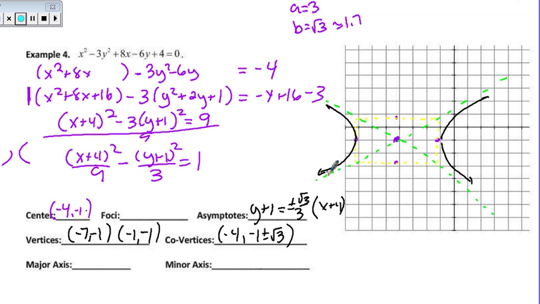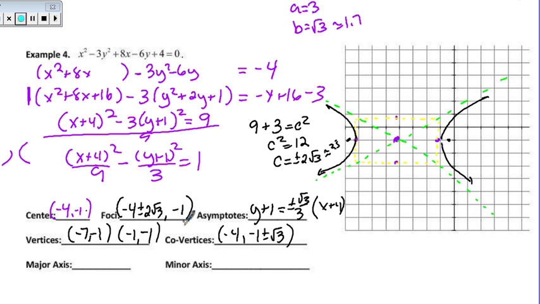At this point, we still need to get our foci. So it's going to be a squared, which is 9, plus b squared, which is 3, is going to equal c squared. C squared is equal to 12. So c is going to be plus minus 2 square roots of 3. And that turns out to be about 3.5. So 1, 2, 3 and a half. 1, 2, 3 and a half. So our foci are now on the graph. Since the foci are stretching left and right, they're going to be bouncing off the x-axis of our center. So it's going to be minus 4 plus minus 2 square roots of 3, negative 1 for the y-coordinate.